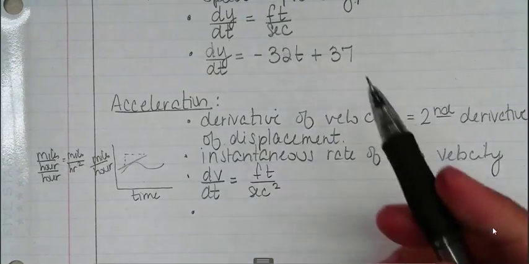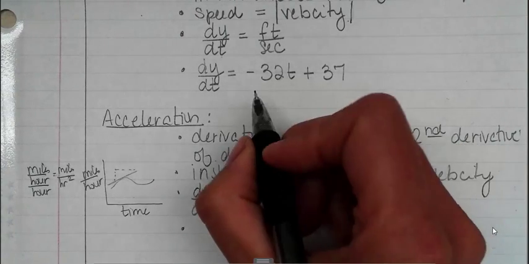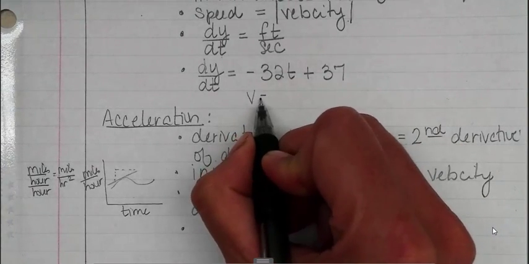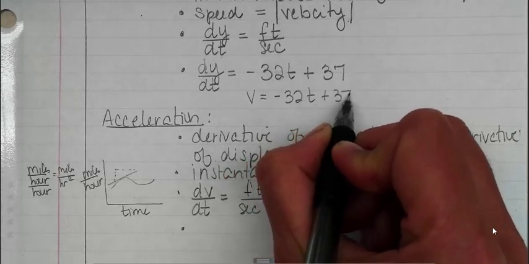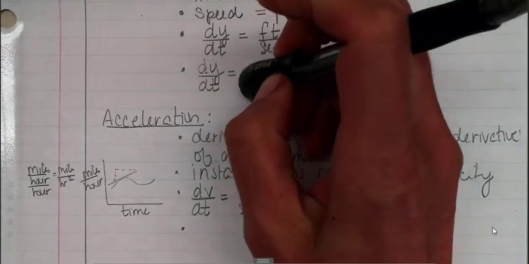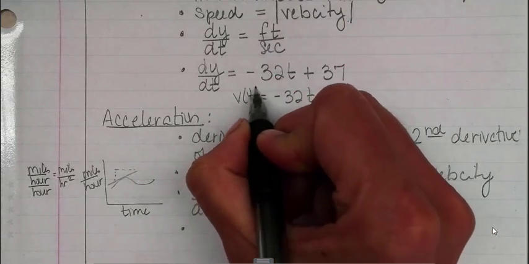So if I want to take the derivative then, maybe I can rewrite this as, well, my velocity here is negative 32t plus 37. And I should say my velocity with respect to time, so my velocity where my input is time.